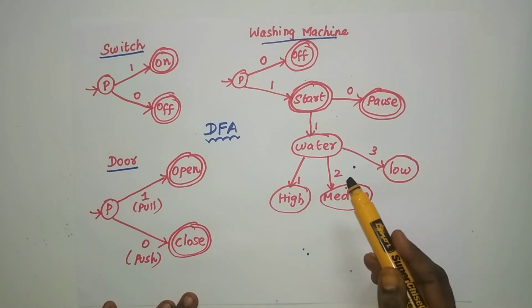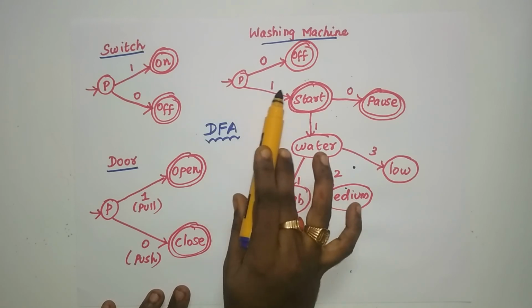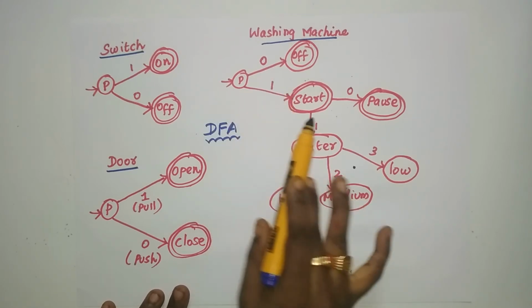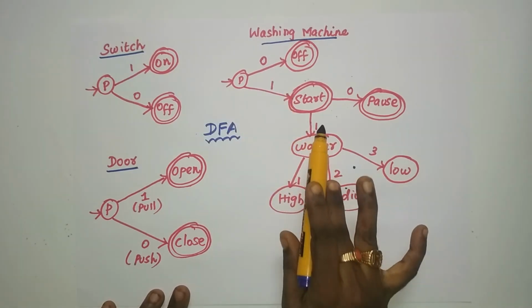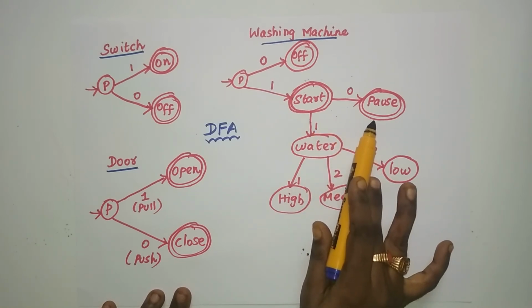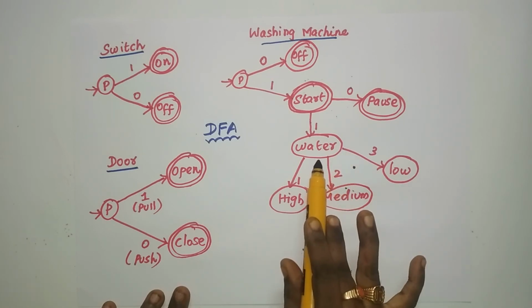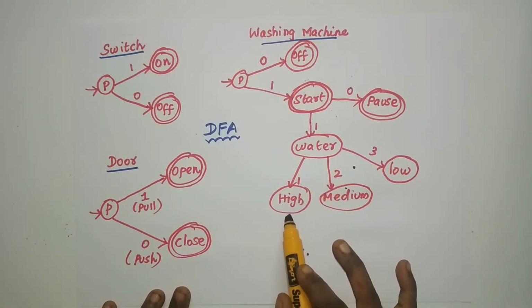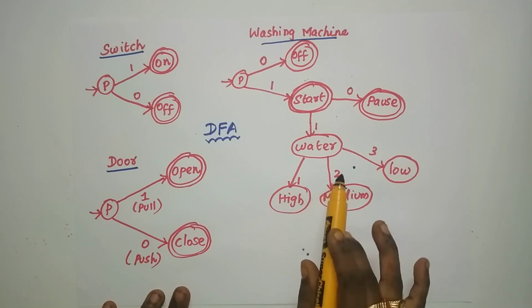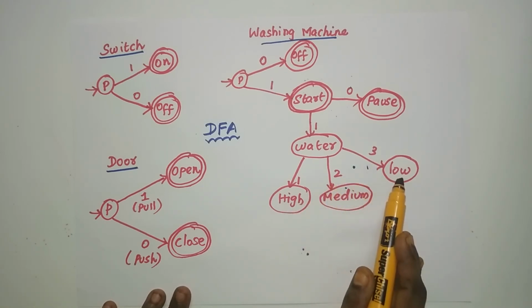When you take a washing machine, assume the machine is in the state P. If you give 0, the machine is off. If you give 1, the machine goes to the starting state. From the starting state, if you give 0, the machine will go to the pause state. If you give 1, then you can go and adjust the water. If you give 1, it represents the high level of water. If you give 2, it goes to the medium level of water. If you give 3, it goes to the low level of water.